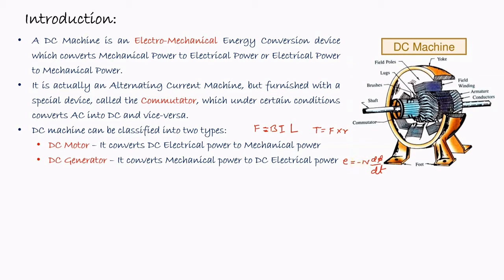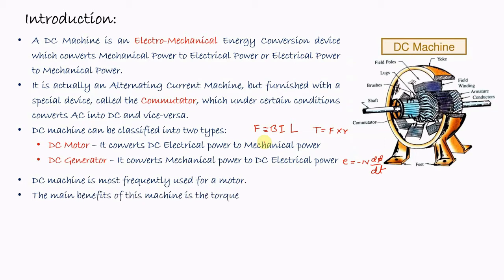So basically, the electrical machine is of two types. One is called the motor and another is called the generator. And these are the formulas for the operating principle of the motor and generator that we'll discuss in detail later. Although the DC machine is of two types, motor and generator, the motor is used frequently because the main benefits of the DC motor are torque regulation as well as easy speed control of the machine.